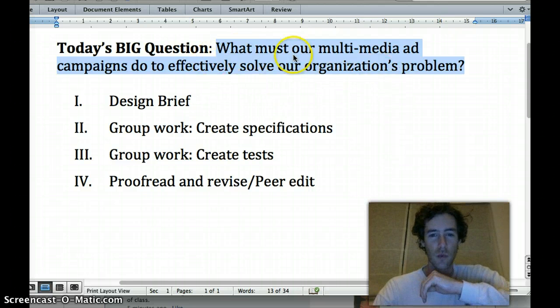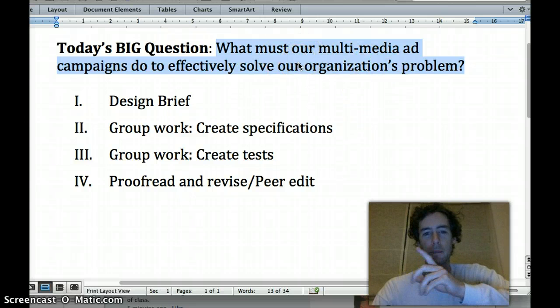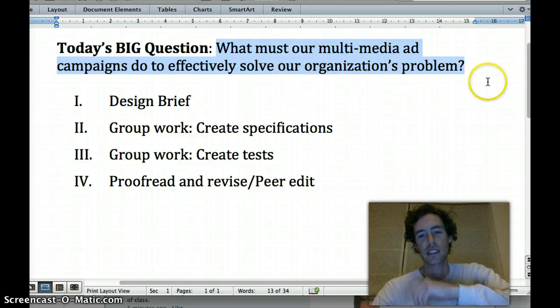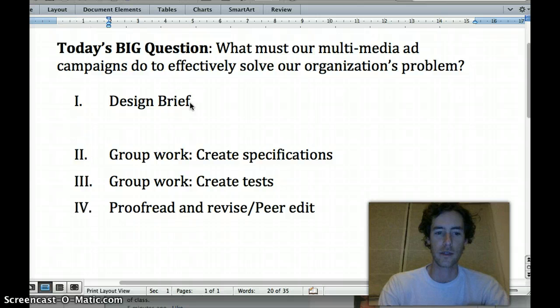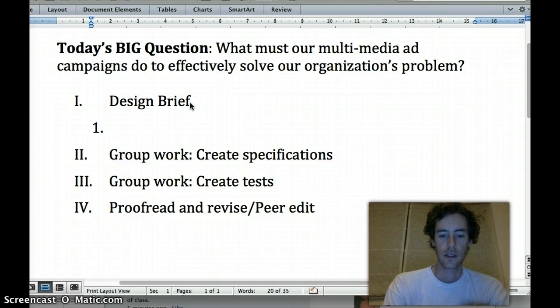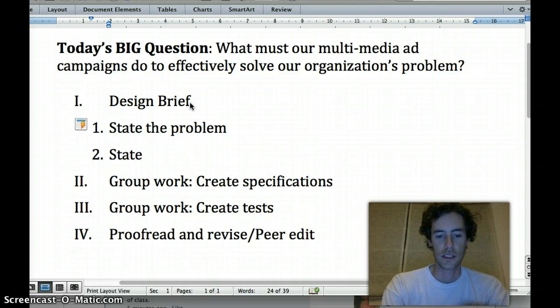Our big question: what must our multimedia ad campaigns do to effectively solve our organization's problem? Well, we're talking about problems and solutions, so that must mean that we're finishing up design briefs in next class. Remember that design briefs are meant to do basically 4 things. 1, state the problem. 2, state the solution.